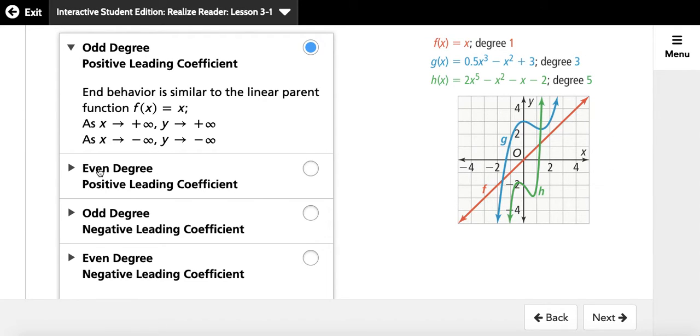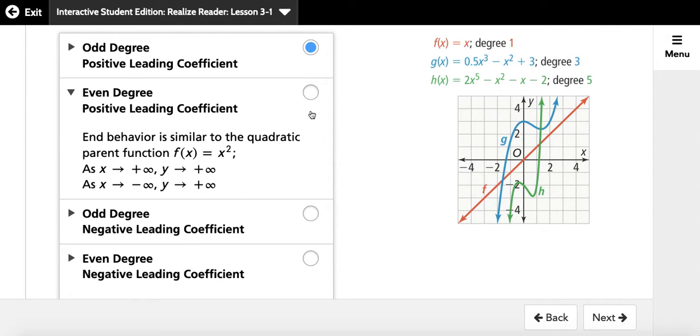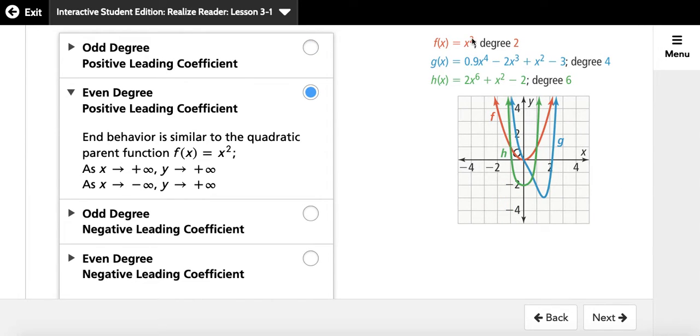Okay? Now let's look at an even degree with a positive leading coefficient. X to the second, x to the fourth, x to the sixth with positive numbers. It looks like it's starting here, comes down and goes back up. So how they write that, they're talking about as x approaches positive infinity, y is approaching positive infinity. As x approaches negative infinity, y approaches positive infinity. So this one, because it's even, it approaches positive infinity as you go to negative infinity, and as you approach infinity, it goes to infinity.